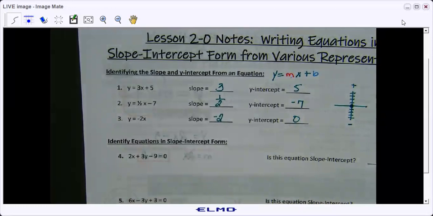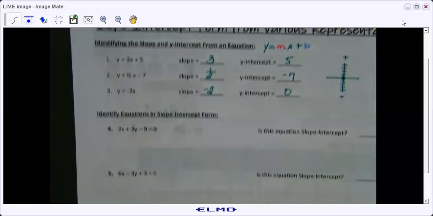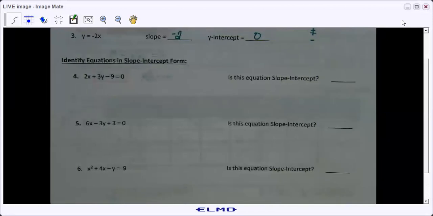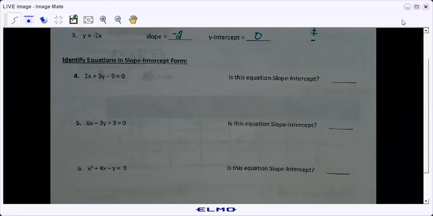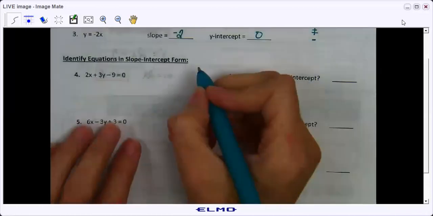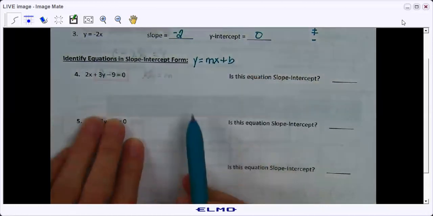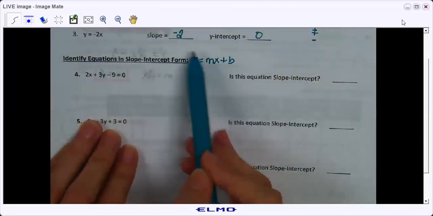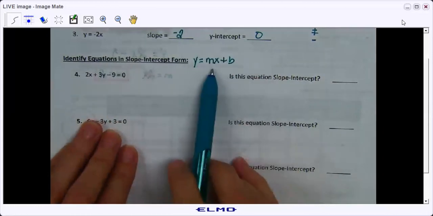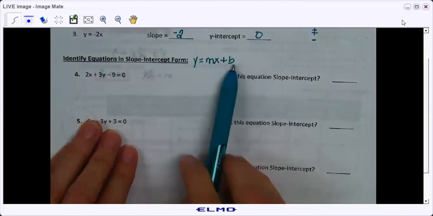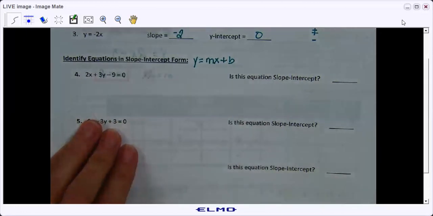All right. Now, let's go to identifying equations in slope-intercept form. With these, we are going to rearrange these equations in slope-intercept form. We've already done that in lesson 1-3, where we did literal equations, but this time there's numbers involved. So our goal is to write our equations in slope-intercept form. That means that we need to get y all by itself, with our slope, our x, and our y-intercept b all on the other side of the equation.